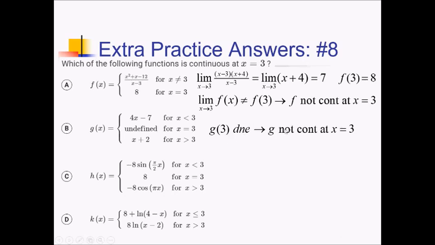We know this is not going to be continuous at x equals 3. Moving on to the next one. Let's see. We're defined at least at x equals 3. Let's check the left versus the right limit.